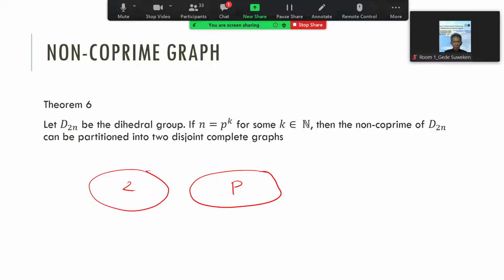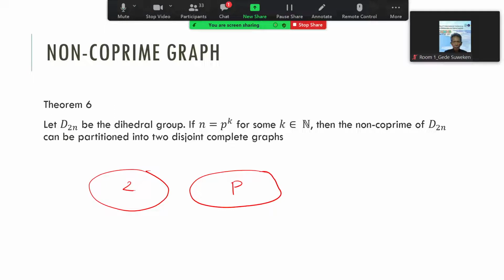So in the coprime graph, we don't have vertices in this partition that are adjacent to each other. Also in this partition, no vertices are adjacent to each other. But we have that every vertex in the first partition is always adjacent to every vertex in the other partition in the coprime graph.